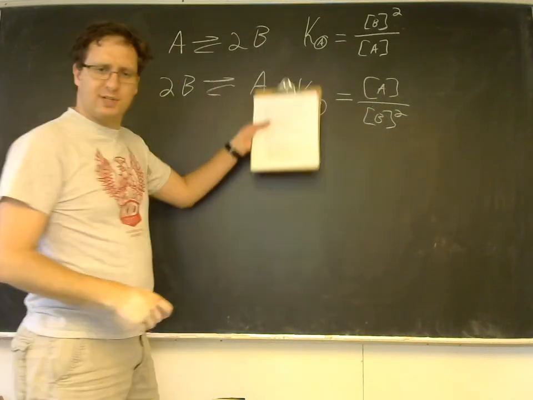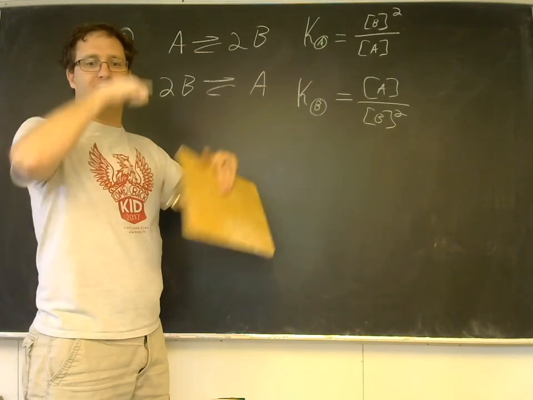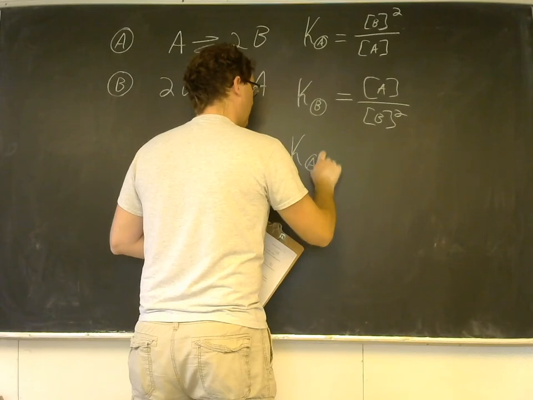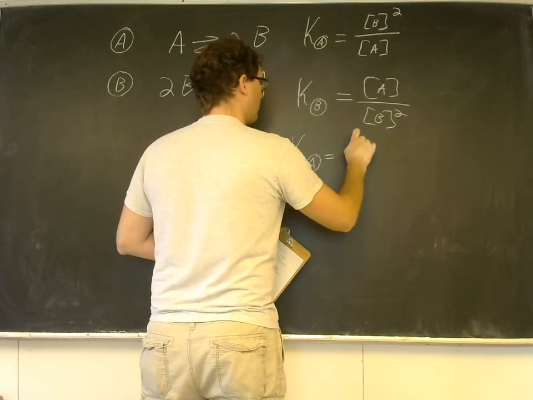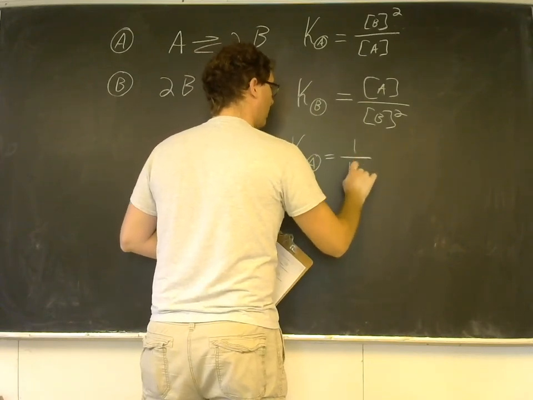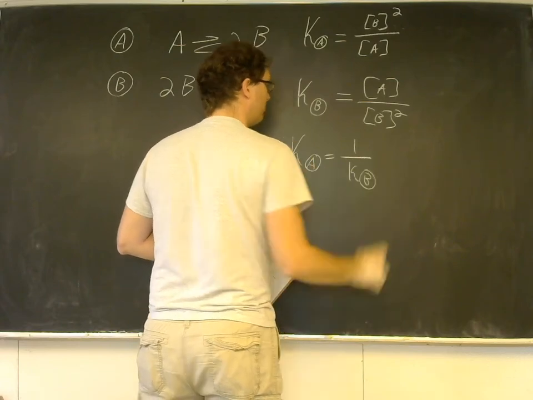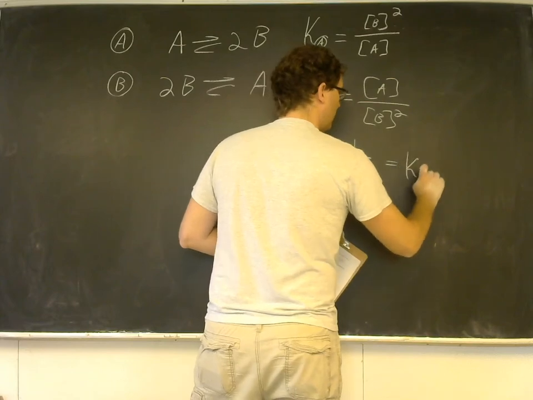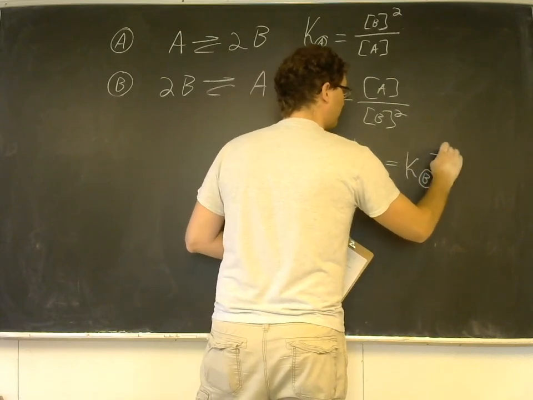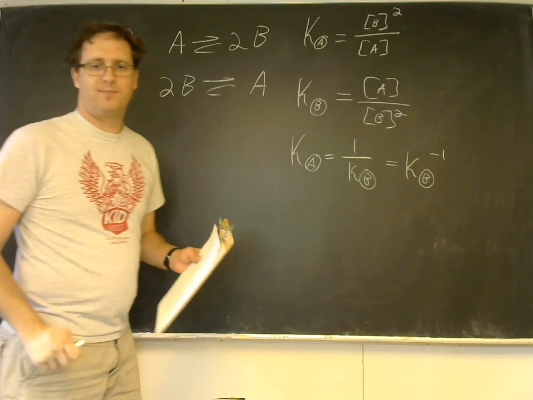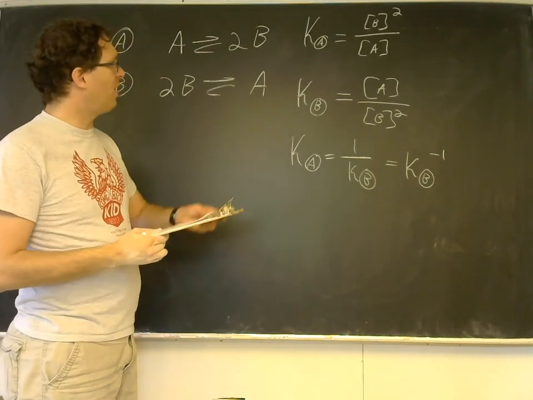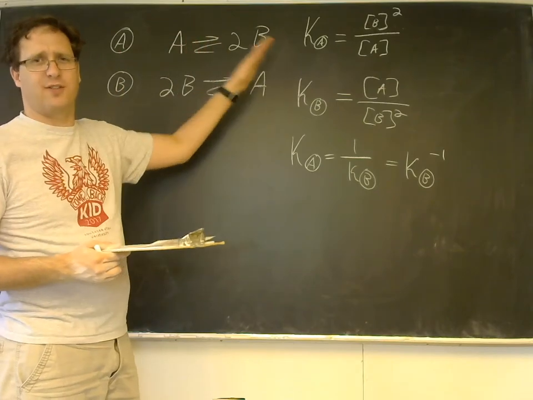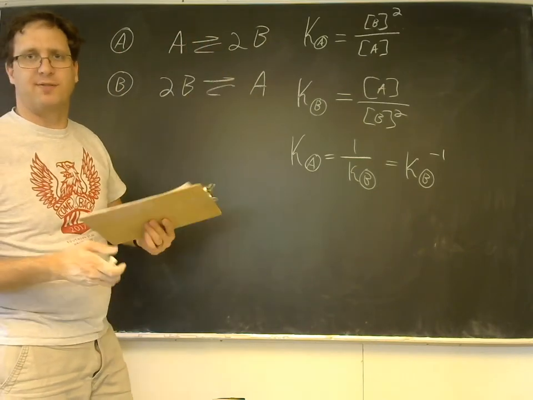And what do we notice about these? They're just the inverse of one another. So Ka is equal to 1 over Kb. Or we could say Kb raised to the power of -1. So this will apply for any pair of reactions that are the inverse of each other, not just this simple example that I've given here.